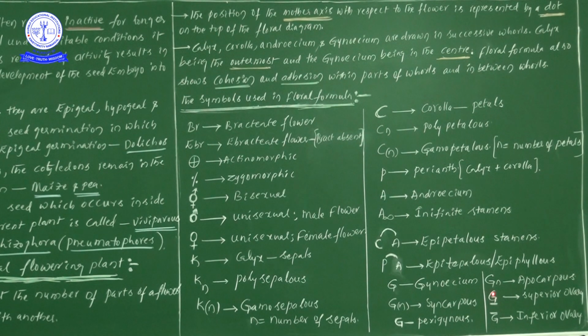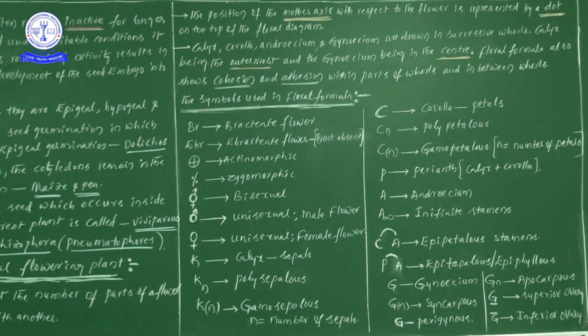Next, beneath the G, if one line is there, like this kind of structure, that indicates a superior ovary: the G is not drawn up, the line is beneath the G. Next, in an inferior ovary, a small line is above the G. So that indicates an inferior ovary.